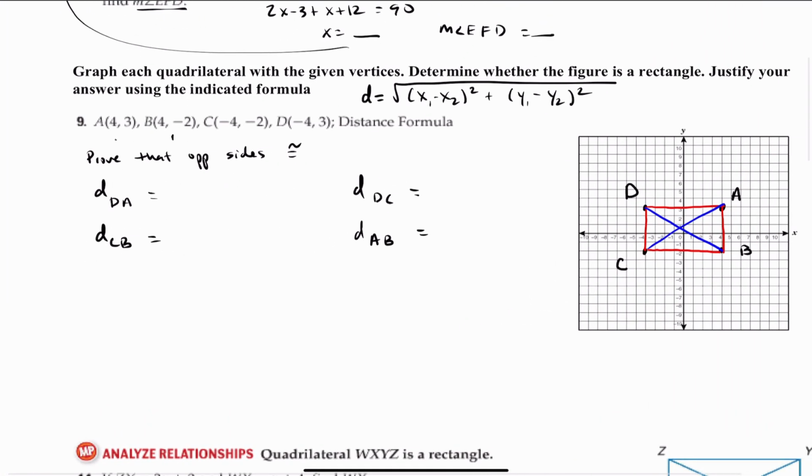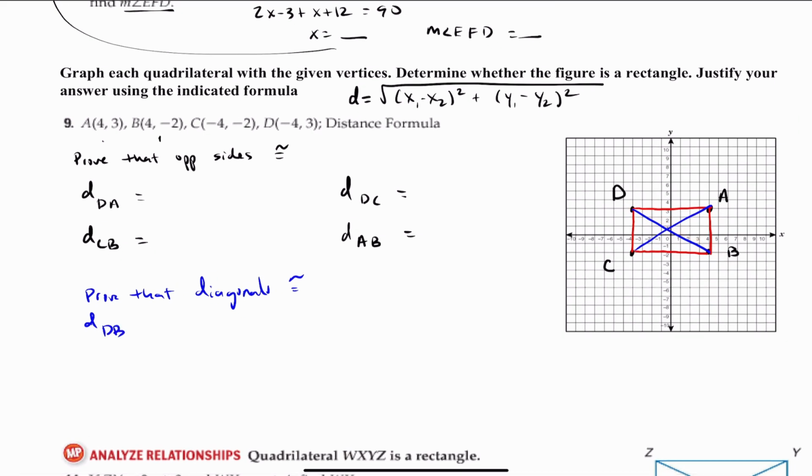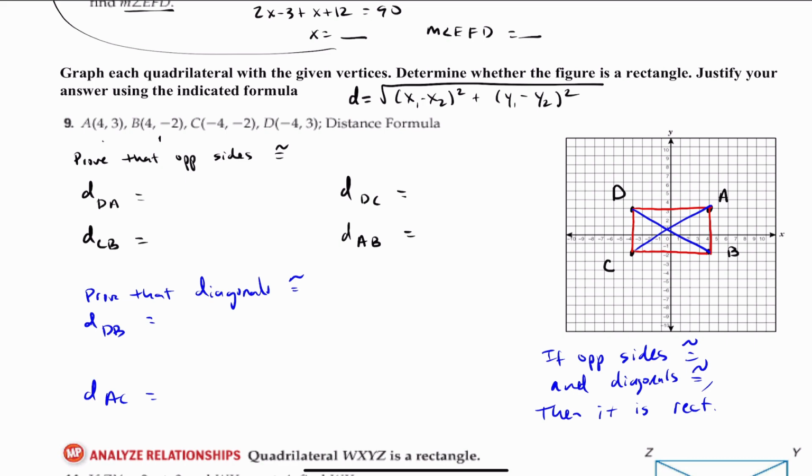So you need to prove that the diagonals are congruent. So the distance between DB and the distance between AC, okay? And if the opposite sides are congruent and the diagonals are congruent, then we can say it is a rectangle, okay? So that's what you're gonna go ahead and do.